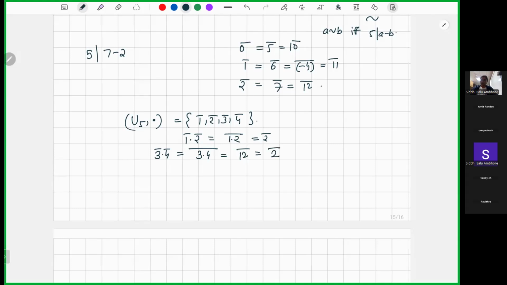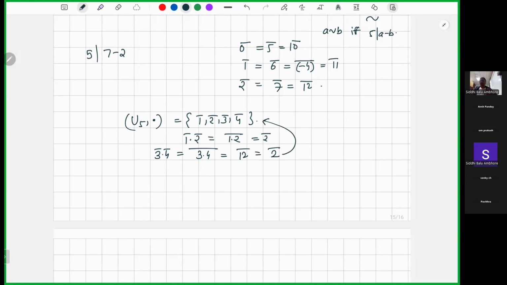12 bar is 2 bar under 5 bar. Okay, so that's how multiplication is defined. And this is closed because of these equivalence classes. We got this 12 bar here, but what is 12 bar? 12 bar is anyway 2 bar, which belongs to this U5, the set U5.